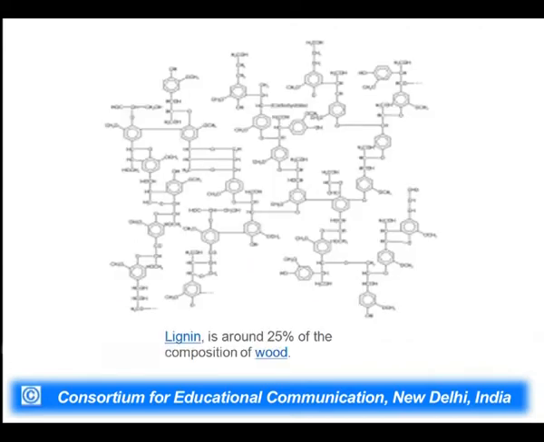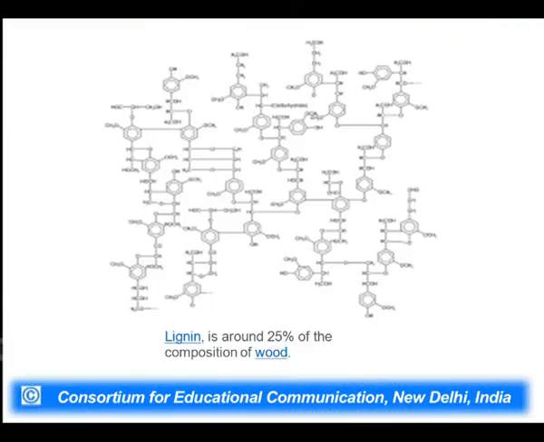The structural unit of wood, which is lignin, is again a polyphenolic compound. It is the second largest naturally occurring polymer in nature after cellulose. But this is a polyphenolic compound, whereas cellulose is made up of sugar molecules, glucose molecules, where there is a beta linkage between them.